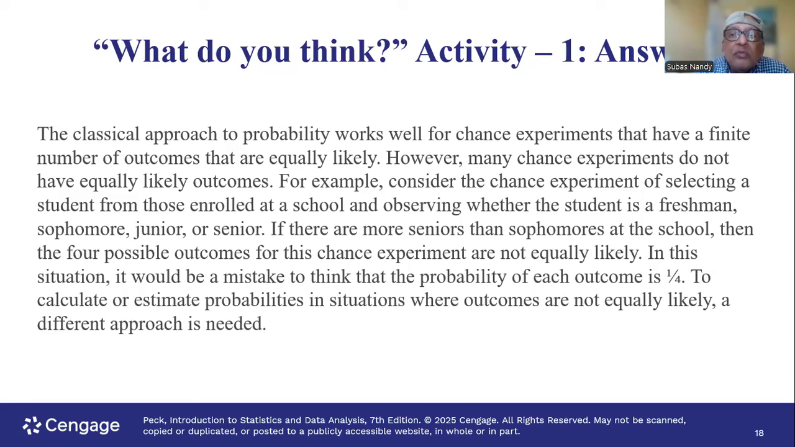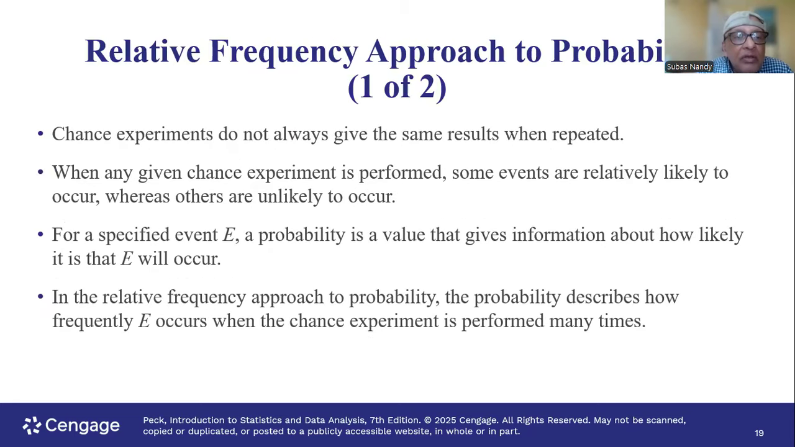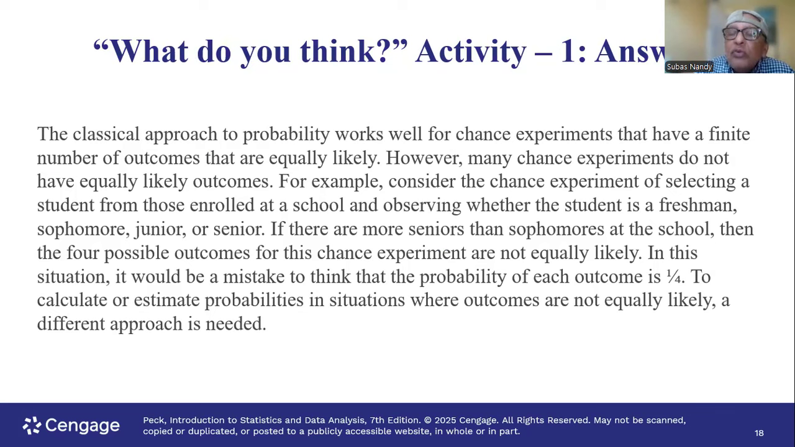Therefore, you cannot say that the probability of senior is equal to 1 out of 4. It will be the number of seniors in this college divided by the total number of students. So the probability of each of these classes, freshman, sophomore, junior, and senior, is not equal to 1 out of 4. They do not have an equal chance of happening because the number of students in each class is different. So we are going to use relative frequency. So the question now becomes, what will we do if the probabilities of events are not equally likely?